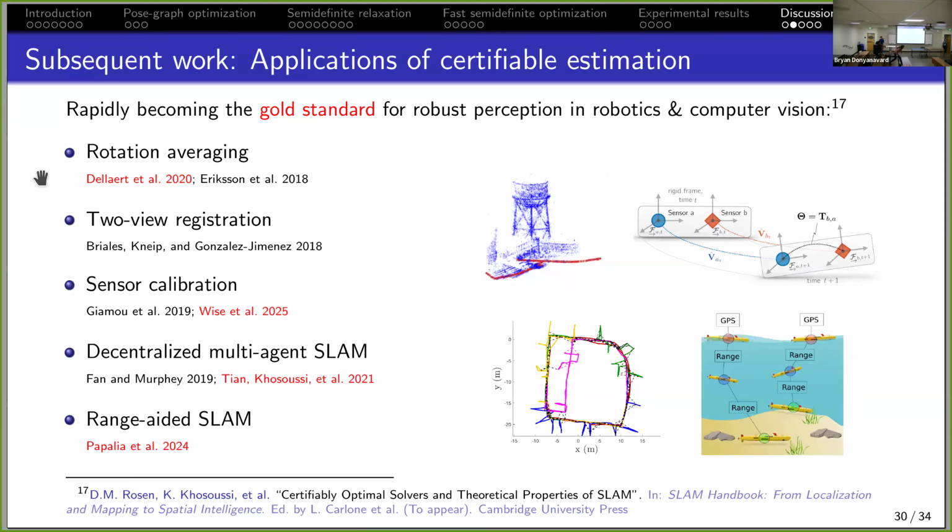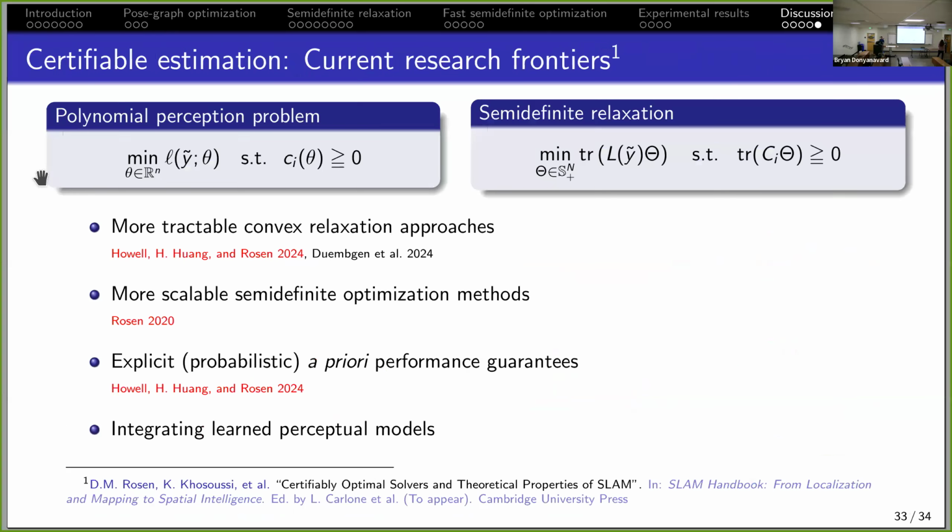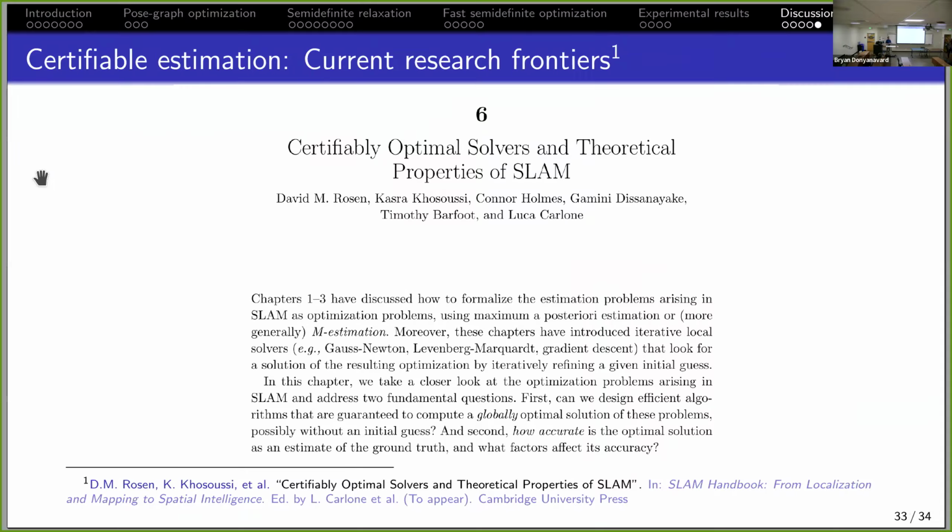So in the interest of time, I will probably skip over some of these remaining examples and just conclude by saying that if any of this stuff sounds interesting to you, my collaborators and I have a chapter in the forthcoming SLAM handbook, which is going to be published by Cambridge University Press this year, that is all about certifiable estimation, certifiably optimal solvers, and theoretical properties of SLAM. So if any of this sounds interesting to you, I would definitely encourage you to check out the SLAM handbook as soon as it's available. There's a preprint that's available online if you're interested.